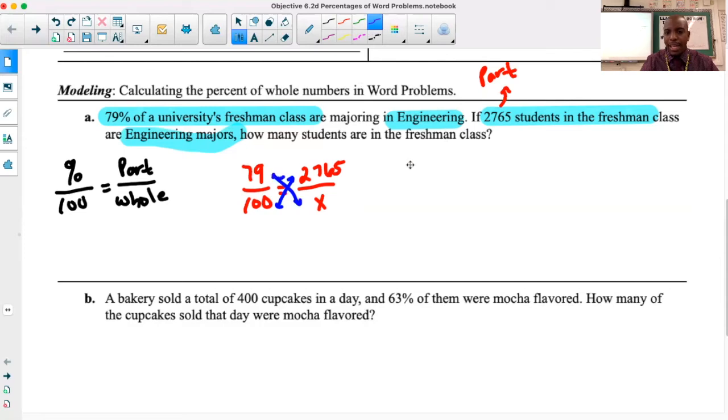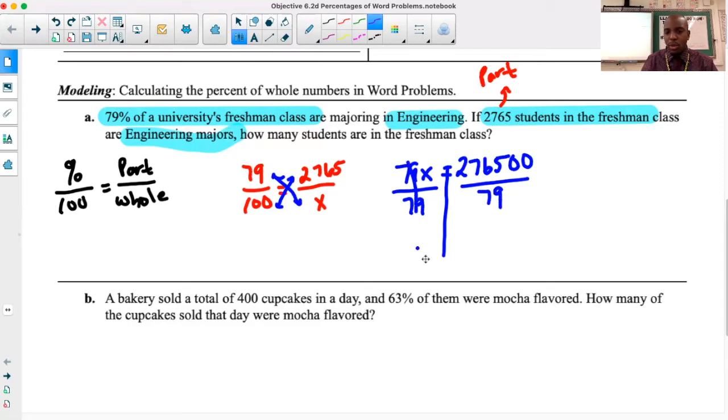When I cross multiply, I get 79x is equal to 276,500. The last step here to get x by itself, because once again, it's a one-step equation. This is why we had that 4.5 lesson where we practiced solving one-step equations, right? Now that I have 79x equals 276,500, I need to divide by 79 because I want x by itself. Whatever I do to one side, I do to the other side.